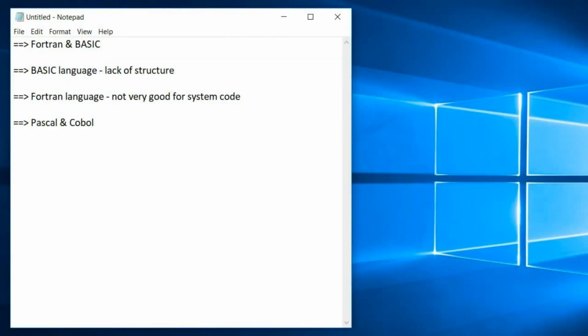At the time when C language was introduced, there were mainly two popular languages. They were Fortran and BASIC. BASIC language was unsuccessful because of its lack of structure, and Fortran language was not as famous as C language because Fortran was not very good for system code. Other known languages which were famous at that time were Pascal and COBOL.